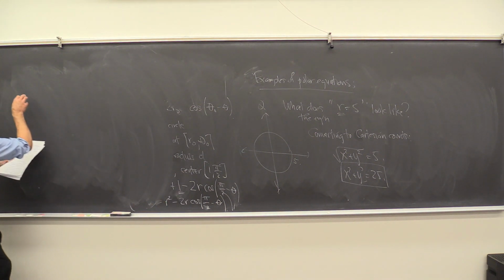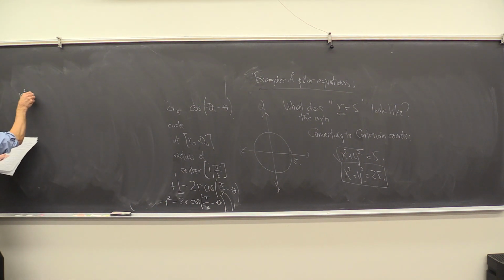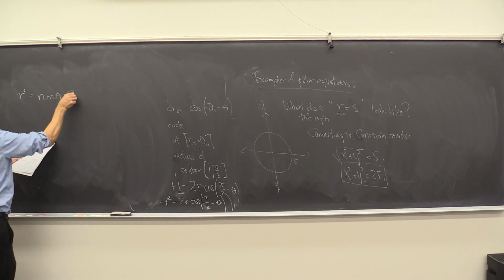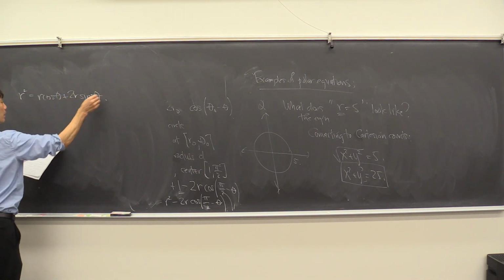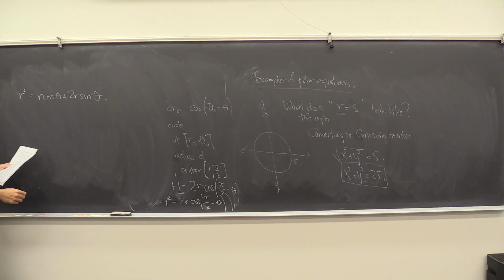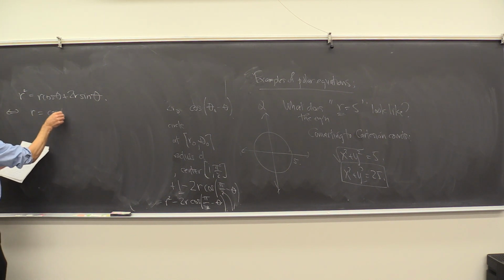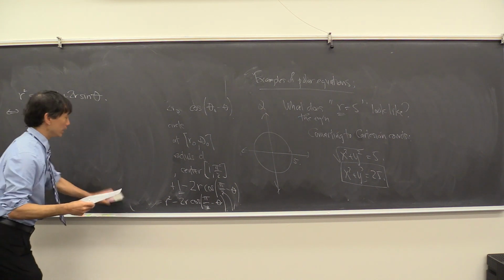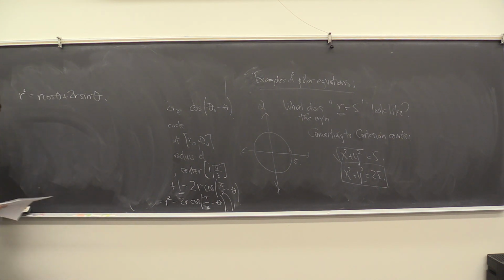Another example, r squared equals r cosine theta plus 2r sine theta. Okay, which you can simplify. I'm going to divide by r. It's r equals cosine theta. Nope, actually I'm going to leave it that way. Sorry. Let me just think.